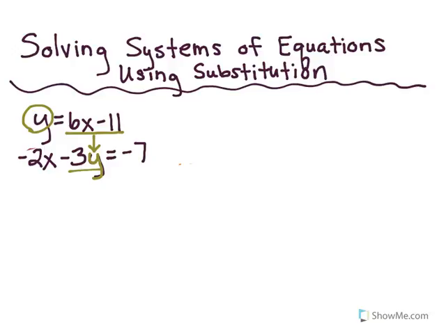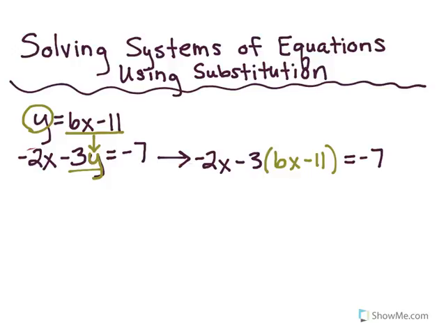So I'm going to rewrite this equation and replace the y. We're going to write the negative 2x first. That doesn't change. Minus 3. And now where y is, I'm going to still keep this in green, but I'm going to open a pair of parentheses because that's a lot of stuff I'm putting in for y, and we want to be really careful. So the 6x minus 11 goes there, and on the right-hand side of my equation, I have negative 7. So that's the concept of substitution.